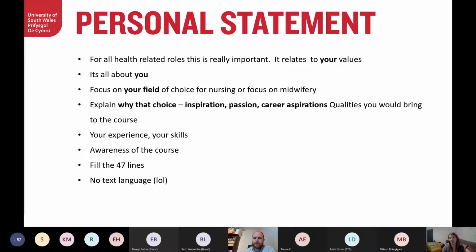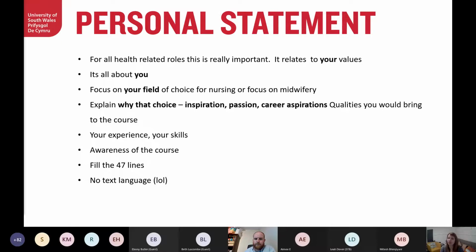Make sure you put loads of transferable skills in there. And I don't mean a list of transferable skills. People will often write, I encompass the 6 C's. I'm caring, I'm kind, I'm compassionate. But how are you kind? How are you compassionate? How can you demonstrate that within your personal statement? Because anyone can write a list.